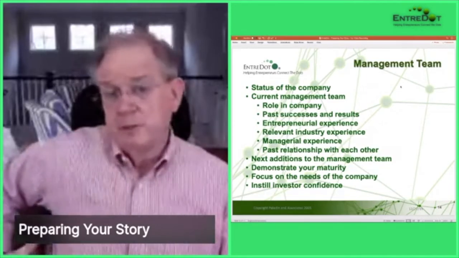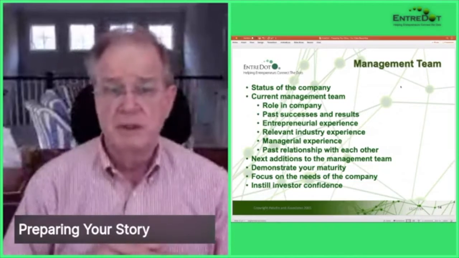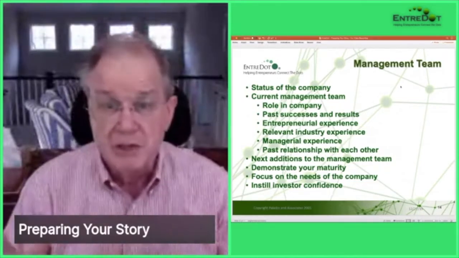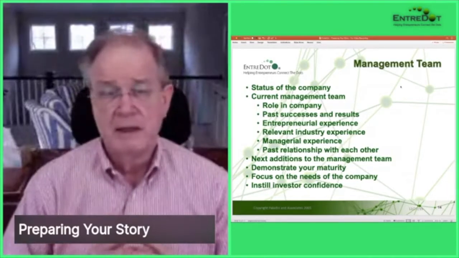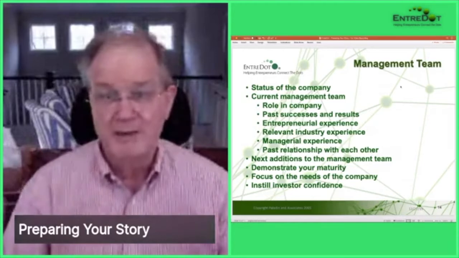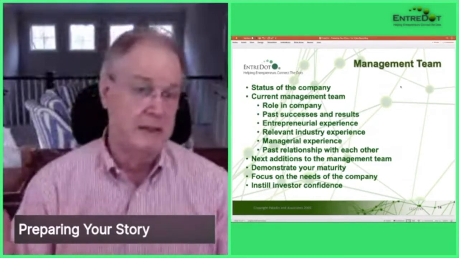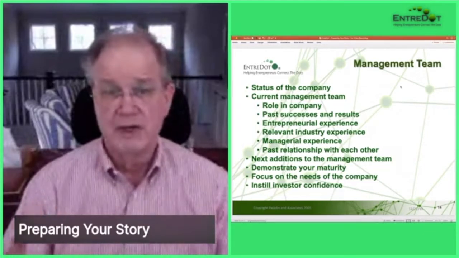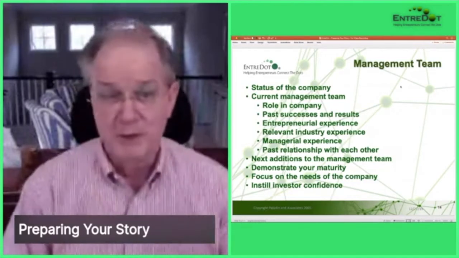What is their entrepreneurial experience and relevant industry experience, which is going to be a key element of having a strong management team. Managerial experience is going to be important too. Another element is, have these people worked together before? So past relationships with each other in the eyes and ears of investors is very attractive. Here's a team that's worked together before and they actually want to do it again.